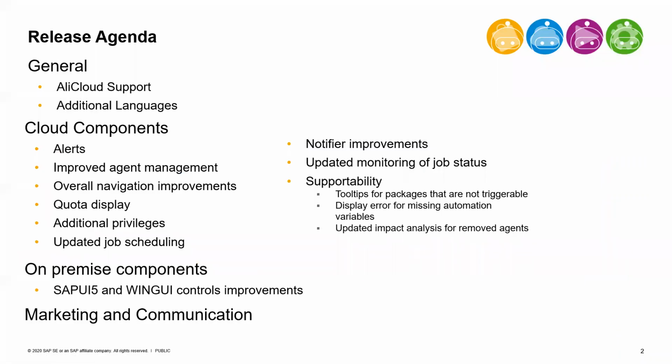All right, so here is our agenda for today. The presentation will be divided into 4 parts. First, I will begin by sharing some general news regarding SAP Intelligent RPA. Then you'll discover all the new cloud components, including alerts, additional privileges, supportability improvements, and many other features. Next, I will present the on-premise components that were improved during the last releases. And finally, we'll finish with our head of communication, Pierre, who will be presenting marketing and communication at SAP Intelligent RPA.